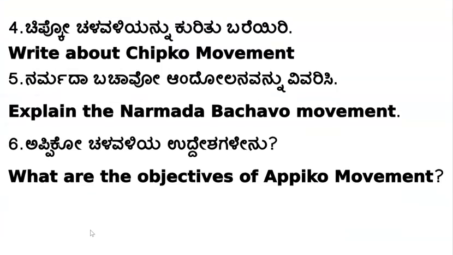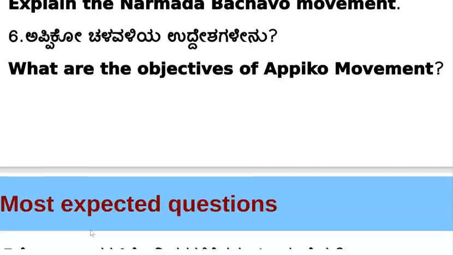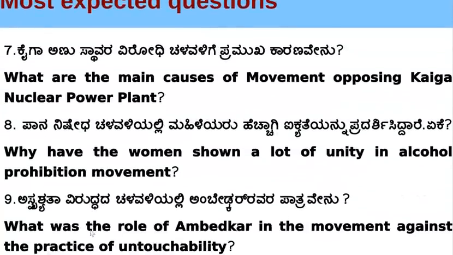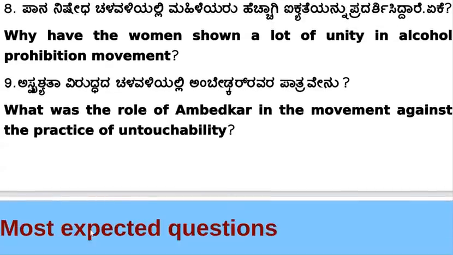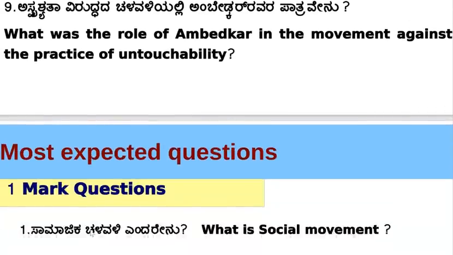And 4th question, write about Chipko movement. Explain the Narmada Bachao movement. What are the objectives of the Appiko movement? What are the main causes of the movement opposing the Kaiga nuclear power plant? Why have the women shown a lot of unity in the alcohol prohibition movement? What was the role of Ambedkar in the movement against the practice of untouchability?